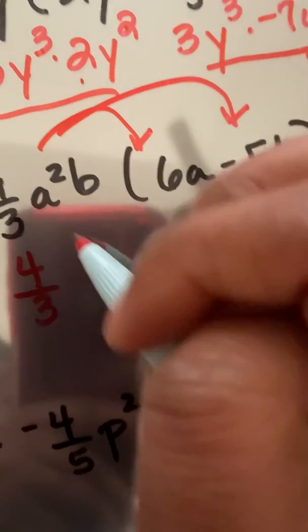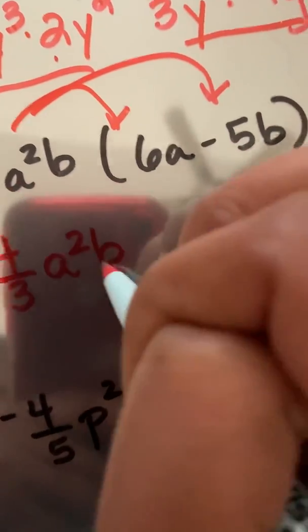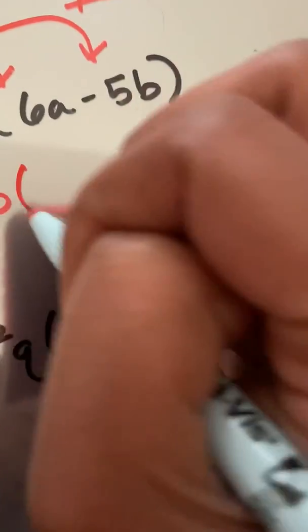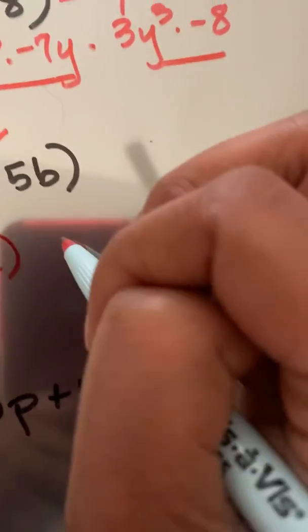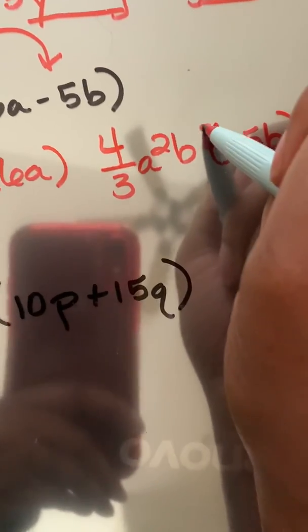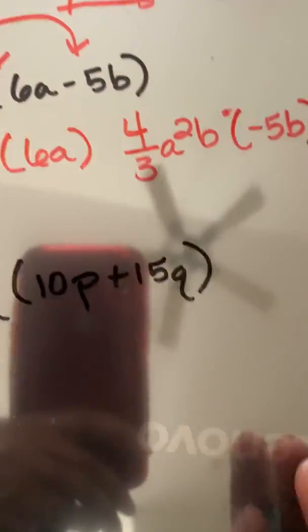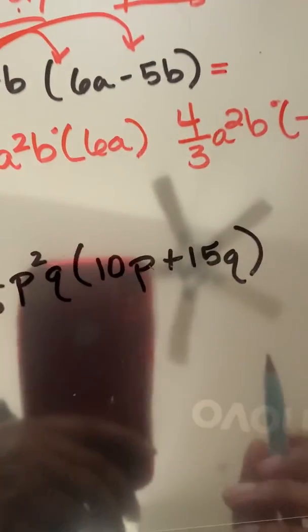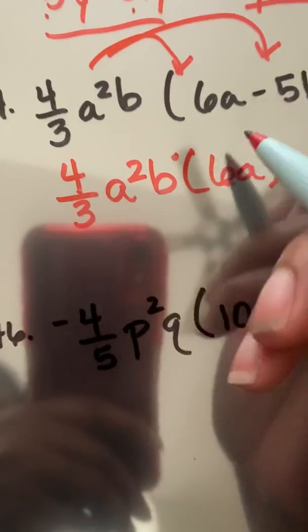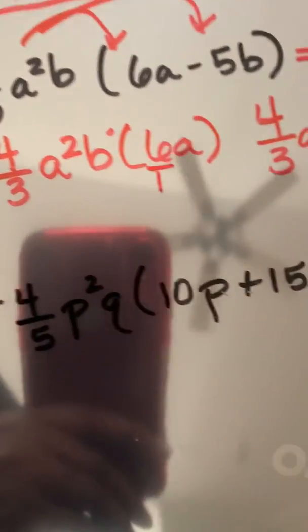So here's a fraction. I have 4/3 a squared b, and I'm going to multiply it by 6a. And then I'm going to take 4/3 a squared b, and multiply it times -5b. If you want to put a multiplication dot instead of the parentheses, that's fine, but I just like to show you step by step. If you need to see a fraction, this is always over 1. So the -5 is over 1.